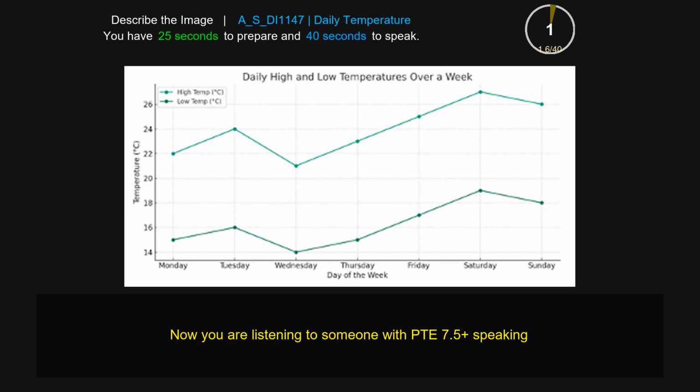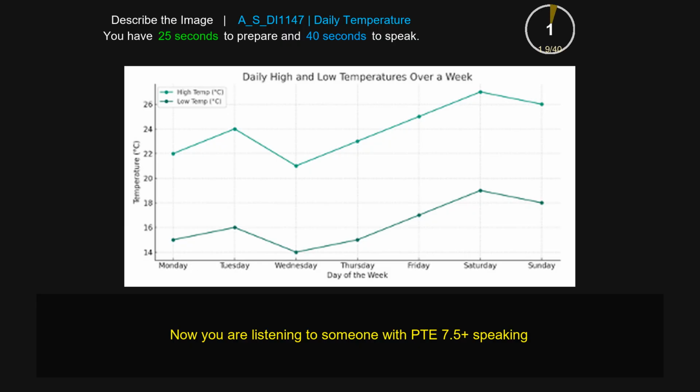The given bar graph represents the information about daily high and low temperatures over a week. On the x-axis, there are different days of the week, that is Monday, Tuesday, and Saturday. On the y-axis, we have different temperatures ranging from 14 to 26. We have high temperatures and low temperatures in degrees Celsius. From the graph, it is evident that the highest value is on Sunday with over 26 degrees, and the lowest value is on Wednesday, over 14 degrees only. Overall, this graph provides good information about daily temperature changes.